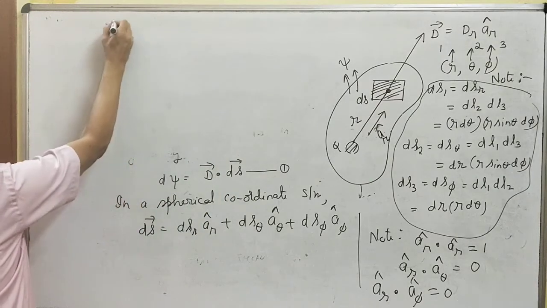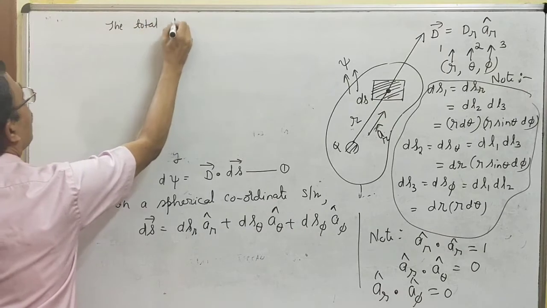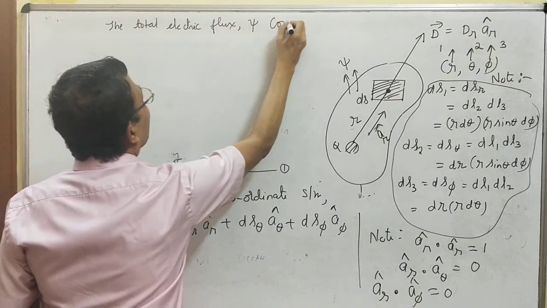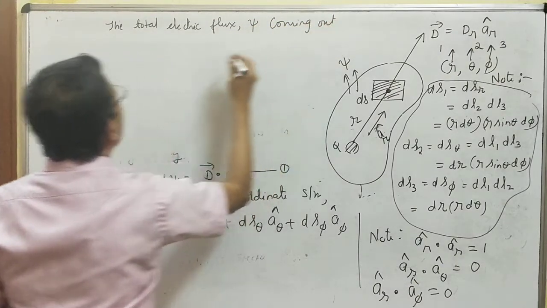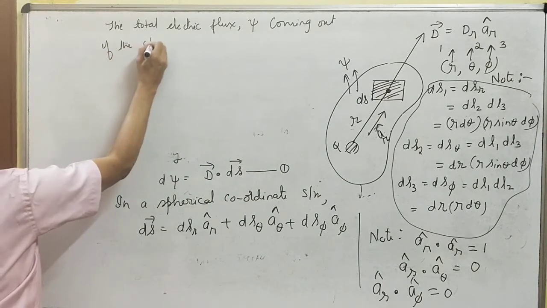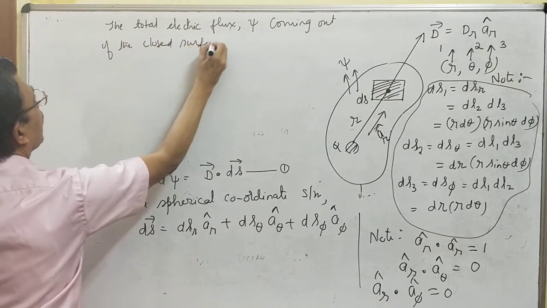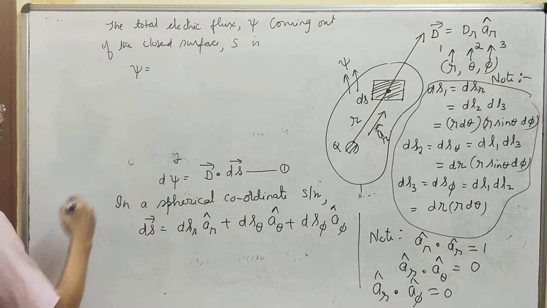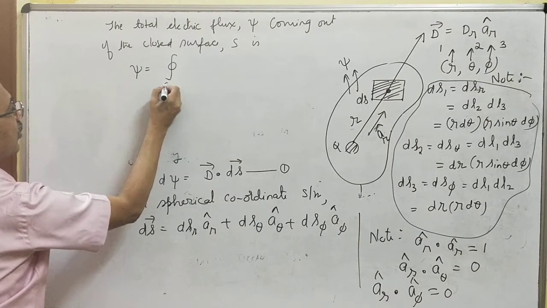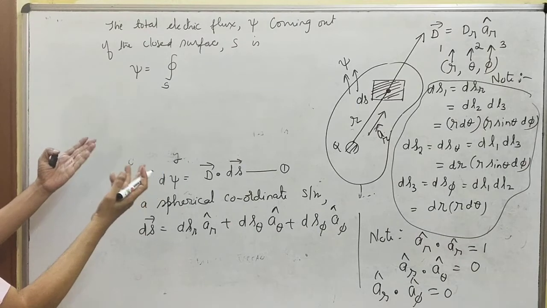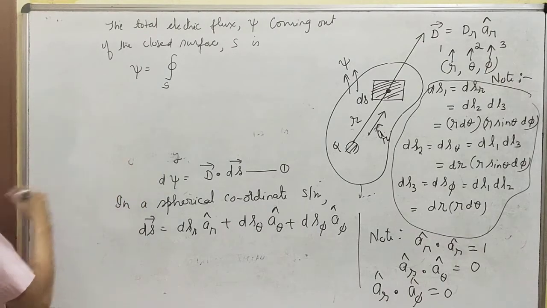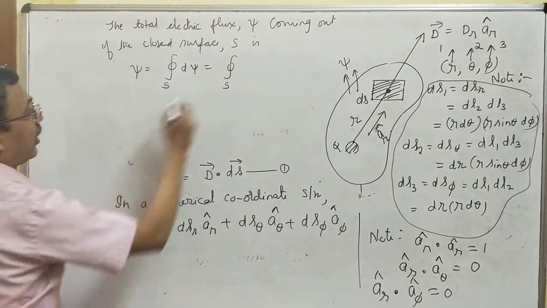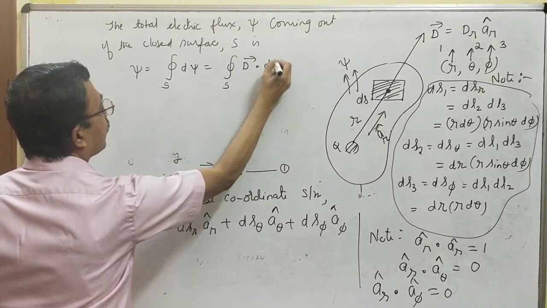The total electric flux psi coming out of the closed surface S is psi is equal to double integral, closed surface integral, which comprises of two integrals, therefore it's a double integral, correct? d psi equals closed surface integral. What is d psi? Vector D dot dS.